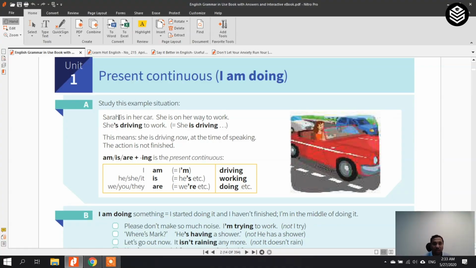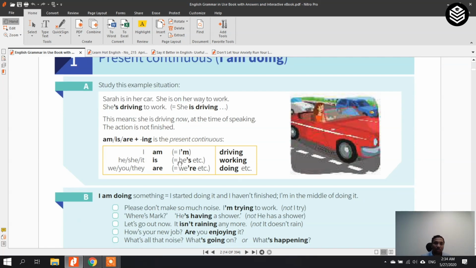Sarah is in her car. She is on her way to work. She is driving to work. She is driving. This is present continuous because she is doing it at the time of speaking. She is driving now. Okay. So the same example you can use for I. It's a pronoun, so I am. I am driving. I am working. I am cooking. I am writing a letter, because these are present continuous.